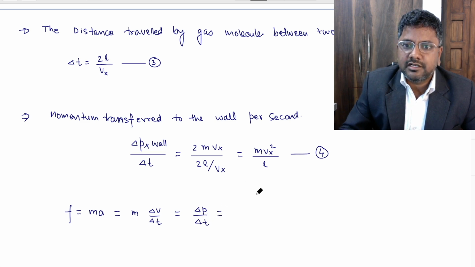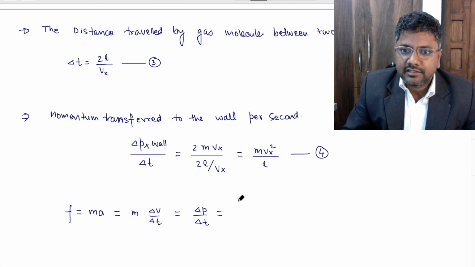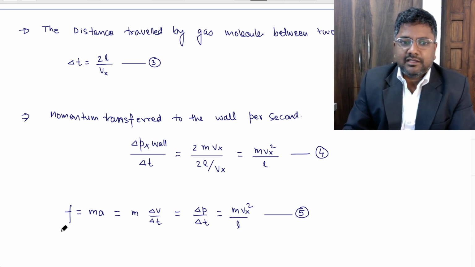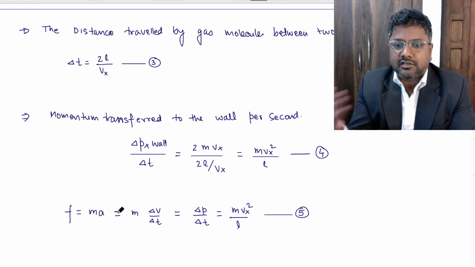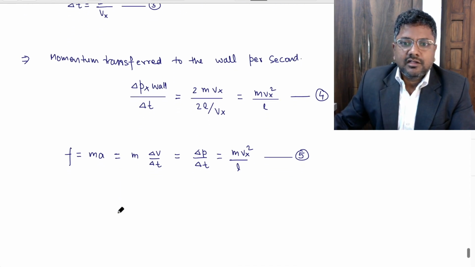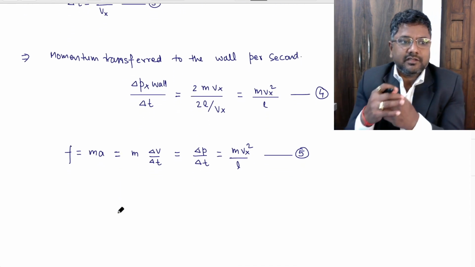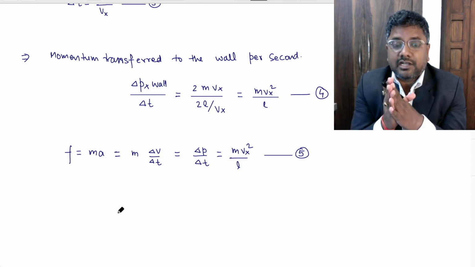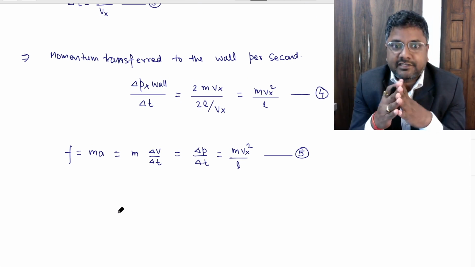So this is equal to, you can write here, m vx square by L. So now you have calculated the force exerted by the gas molecules on the wall of the container, right? Now we can see we have a large number. This is for a single gas molecule, so we have evaluated this.